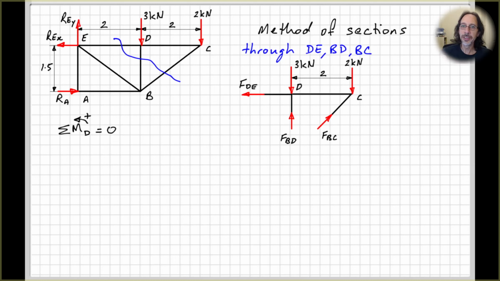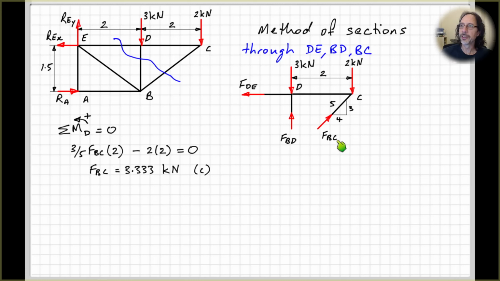Sum of the moments about point D equals 0. Again, making use of our 3, 4, 5 ratio triangle, we have the vertical component of FBC, which will be 3/5 FBC, times the perpendicular distance to D, which is 2, tending to rotate anti-clockwise, so positive. Then we have the 2 kilonewton force acting 2 meters away from D and tending to cause a clockwise rotation, so that's negative, all equal to 0. Rearrange and solve for FBC. And that confirms that it's in compression.